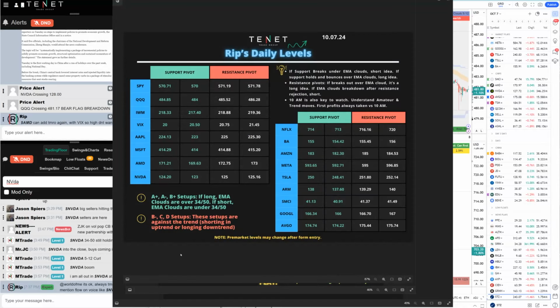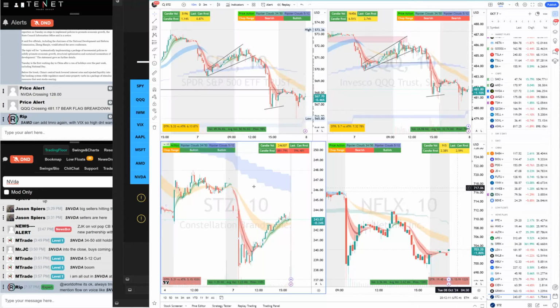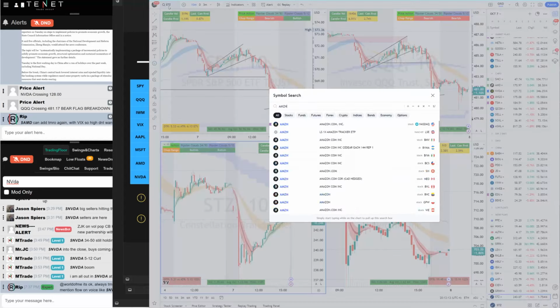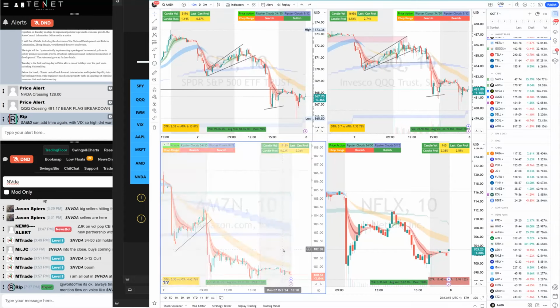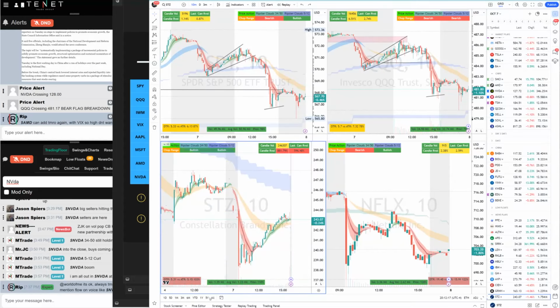In addition to that, we have the daily levels for our daily market players: Apple, Microsoft, AMD, NVIDIA, Netflix, BA, Amazon, Meta, Tesla, all those. Based upon those levels, I'll try to recap, we can short or long. For example, if you just look at the SMCI level or Google or any other stock, based upon our levels, it worked out pretty nicely. So this is all we have, and we are ready for the trading day.